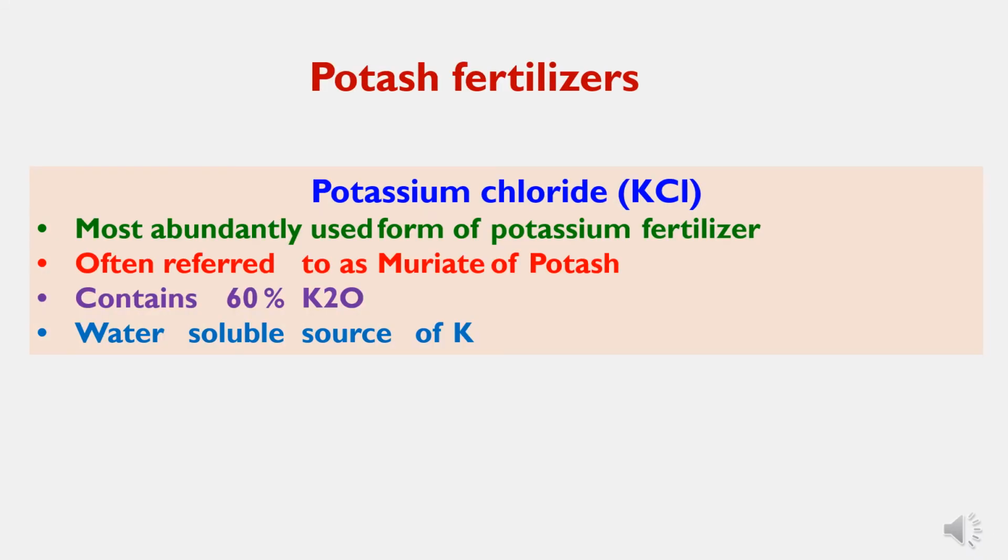Now to study potash fertilizers. First one is potassium chloride, often known as MOP, muriate of potash, and this is the most abundantly used form of potassium fertilizer. It contains 60% potassium in the form of K2O, and this is a water soluble source of potassium.